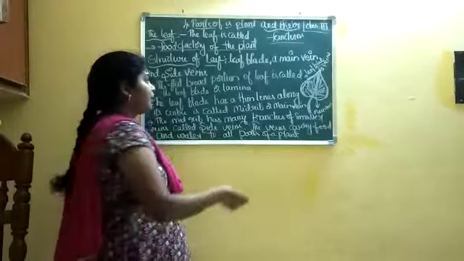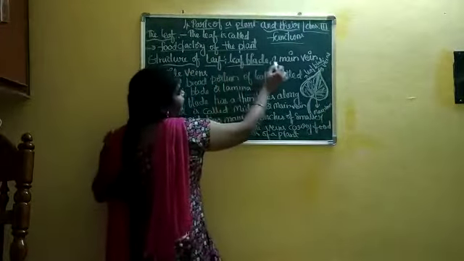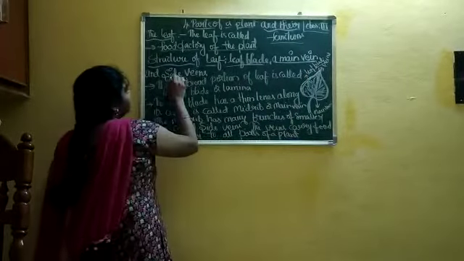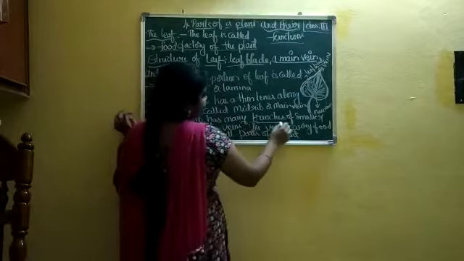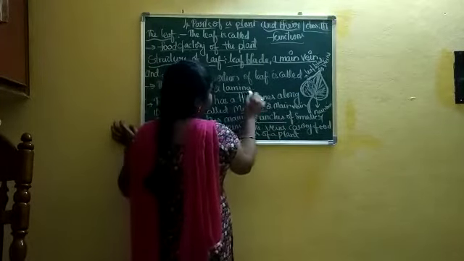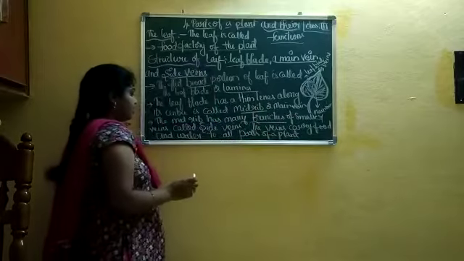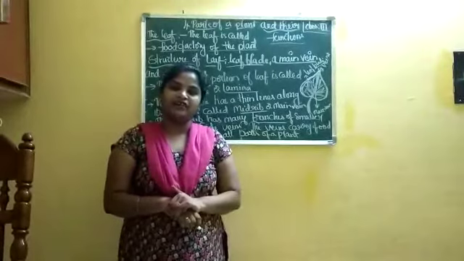This is our topic. In this topic, the key words are food factory, leaf blade, main vein, side veins, broad, branches, midrib, lamina. You must practice these words at home, and write each word 10 times.